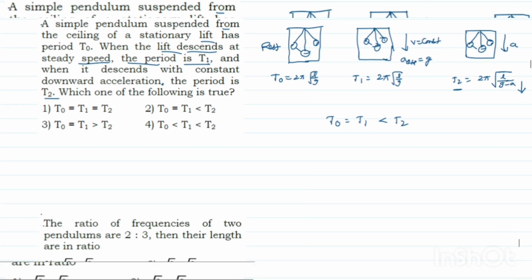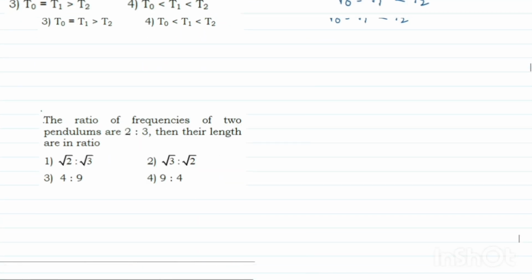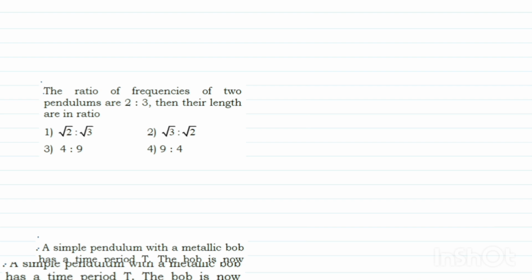Let us see the next case. The ratio of the frequencies of two pendulums is given as 2:3, then they are asking for the ratio of their lengths. The time period formula for the simple pendulum is 2 pi into root over L by g, and the frequency is n equals 1 by 2 pi into root over g by L. That means frequency n is inversely proportional to root L. So n1 by n2 equals root of L2 by L1.